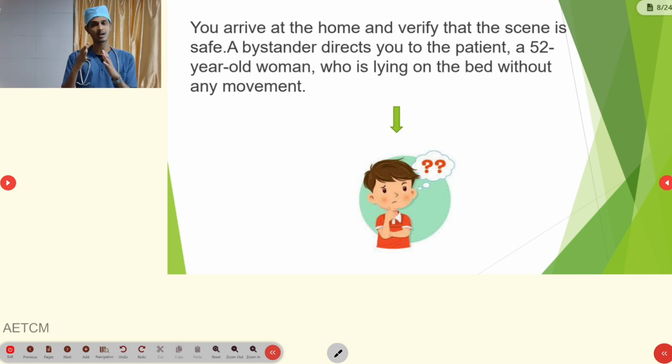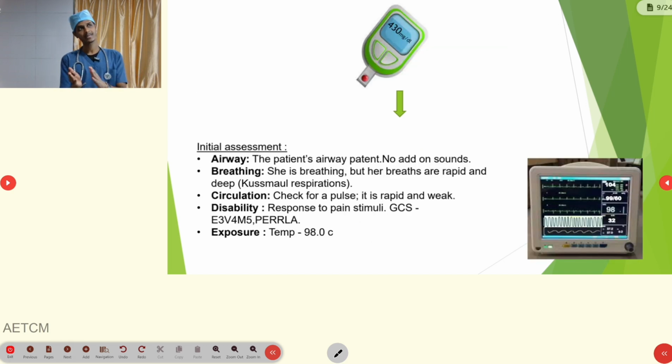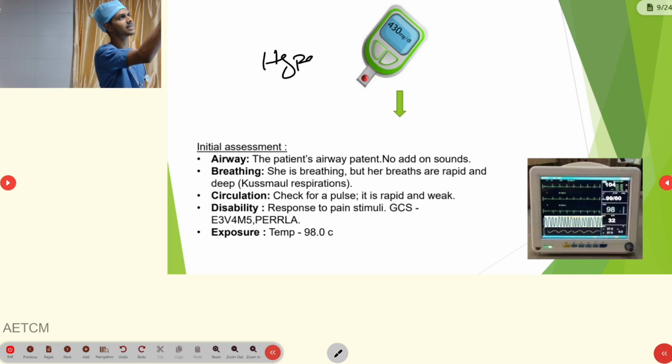If you are not treating the hypoglycemia immediately, the person can easily land up in a worse complication, and it can take the person up to a fatal level also. It is an easily treatable and easily reversible condition. That is why you have to check the glucose level immediately. By checking the glucose level, we found the person has 430 milligrams per deciliter. So the person has hyperglycemia.